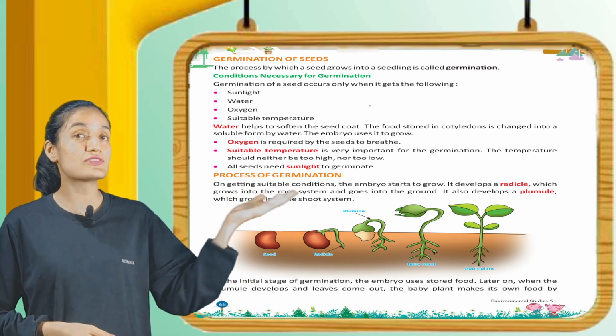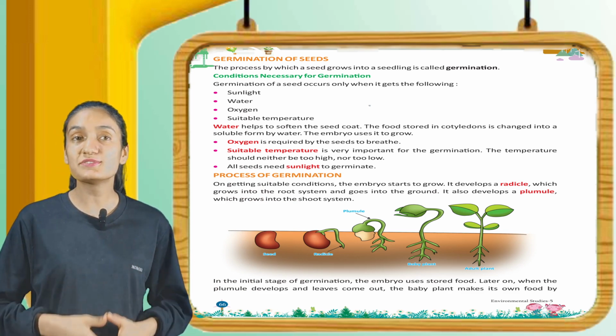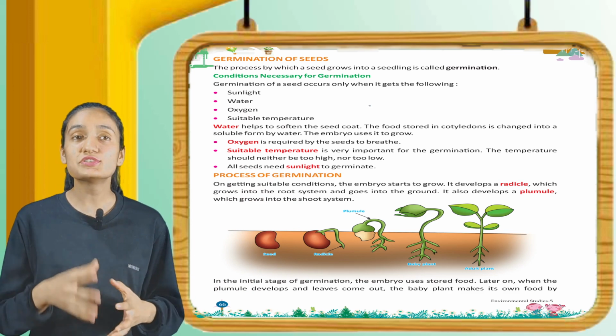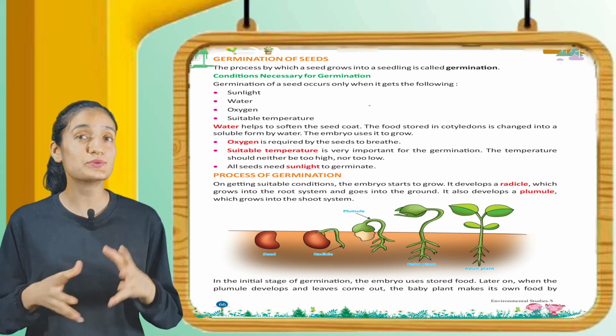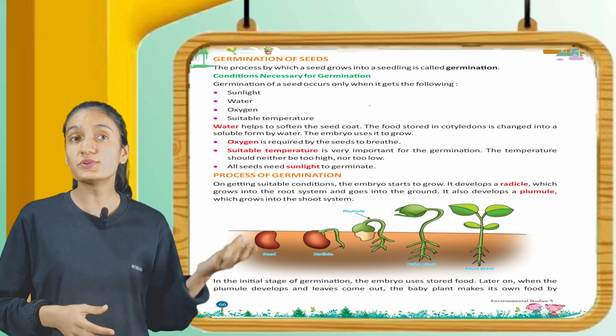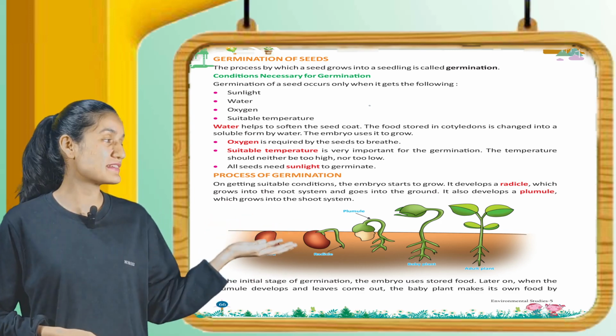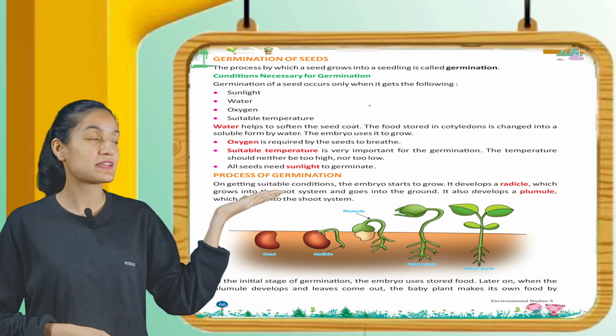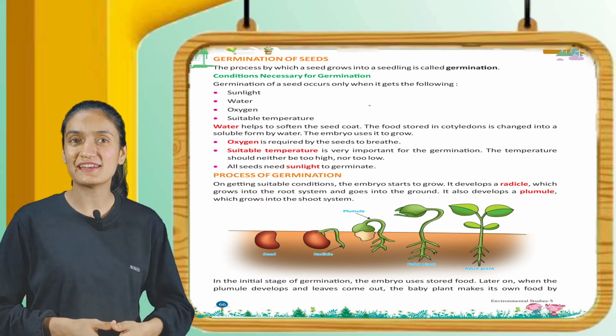Now, process of germination. On getting suitable conditions, the embryo starts to grow. It develops a radicle which grows into the root system and goes into the ground. It also develops a plumule which grows into the shoot system. Here you can see in the diagram, seed, radicle, plumule, baby plant and adult plant.